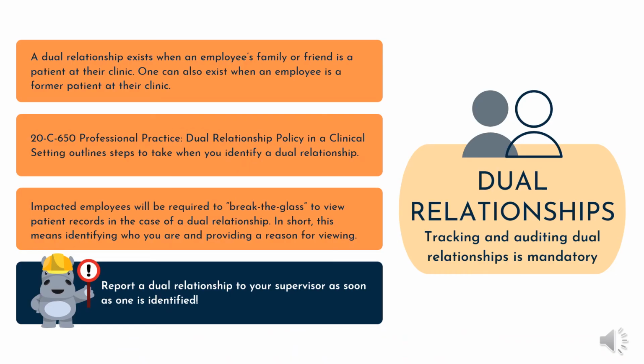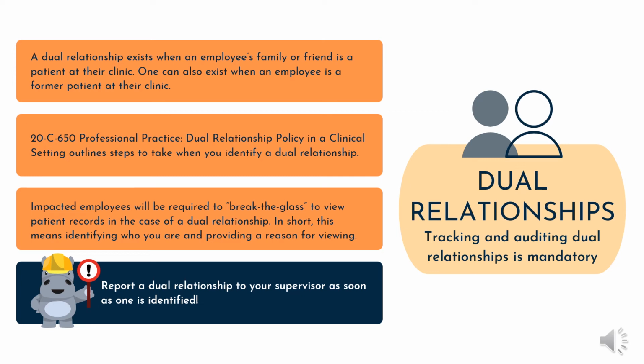A dual relationship is one where a PhD employee's family or friend is a patient at the clinic, or when an employee was formerly a patient at the clinic. Report any dual relationship you may have to a supervisor immediately.